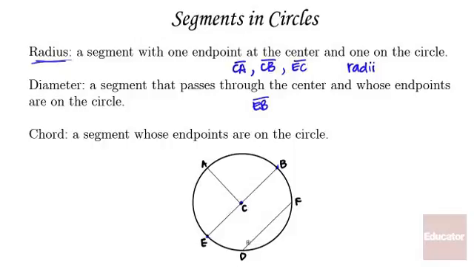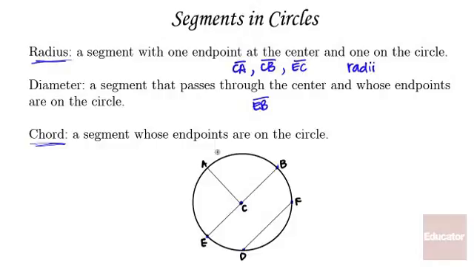Now DF, even though that segment has endpoints on the circle, it's not passing through the center, right? So that's not considered a diameter. That's actually called a chord. So a chord is like a diameter. Diameters and chords are similar in that they both have their endpoints on the circle, but a diameter has to pass through the center, and chords do not. So this is a chord, and this is a diameter.